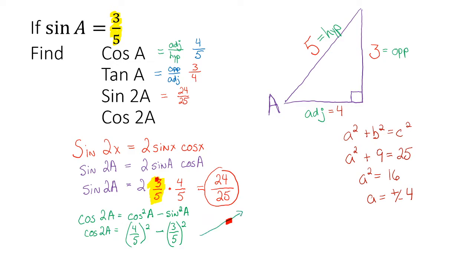So the cosine of 2a equals 4 squared is 16, 5 squared is 25, minus 3 squared is 9, 5 squared is 25. So if I do 16 minus 9, I'm going to get the cosine of 2a equals 7 over 25. So my solution for the last question there is 7 over 25. How are we doing? I hope you're getting this so far.